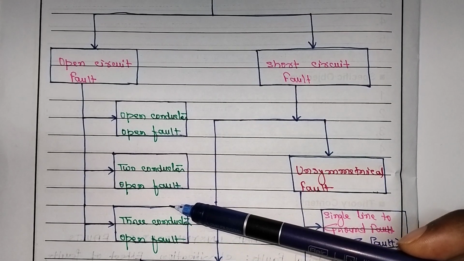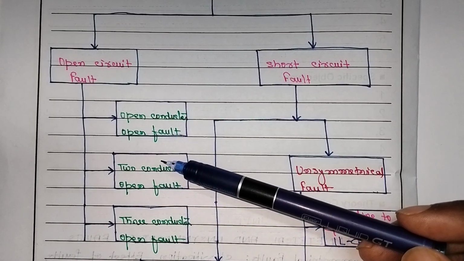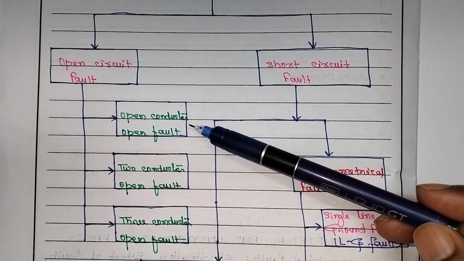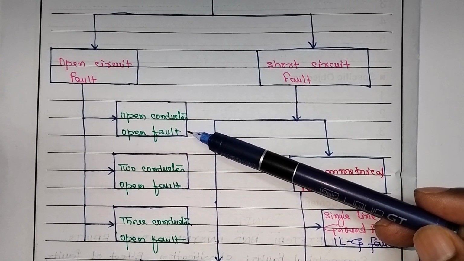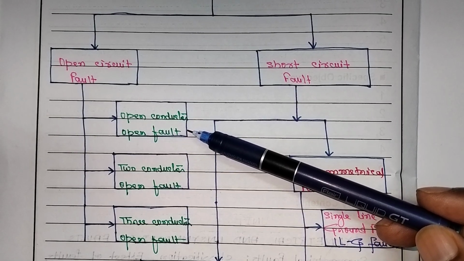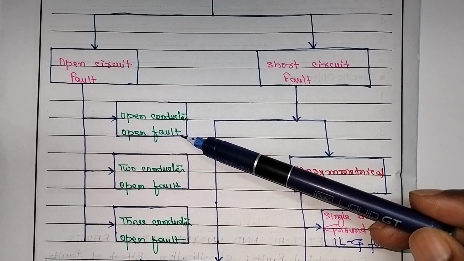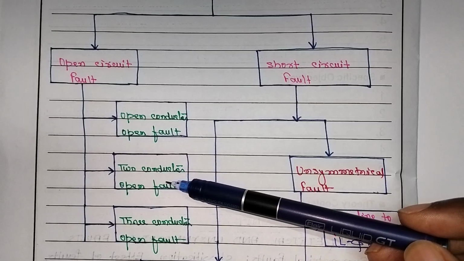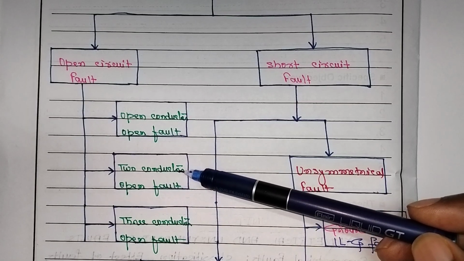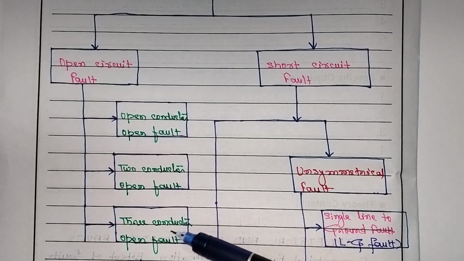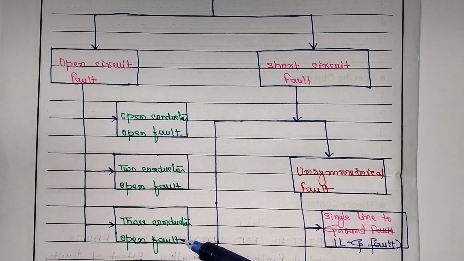A single conductor open fault is where only one conductor gets broken. In the next video, I will explain step by step how it occurs, what the preventive measures are, how we are going to mitigate it, and the definition. All these things we'll see in the next video. Next, the two conductor open fault: two conductors are open. And in the three conductor fault, all three conductors are open. These faults mainly cause unbalanced voltage and reduce the power flow.